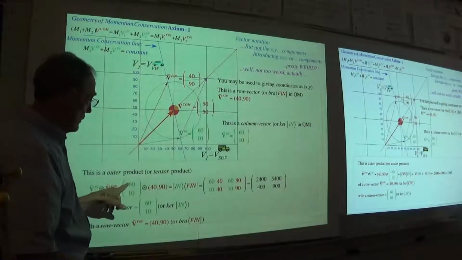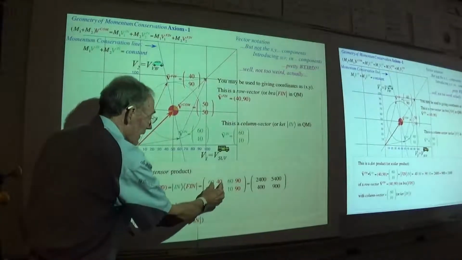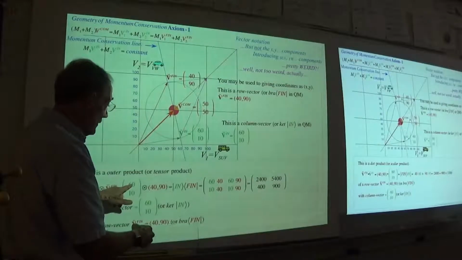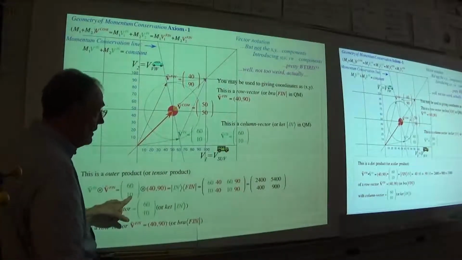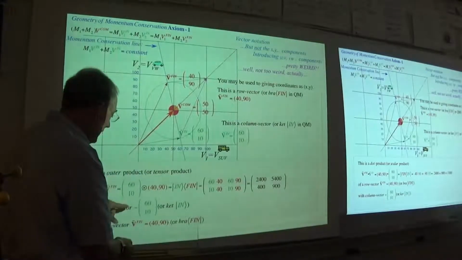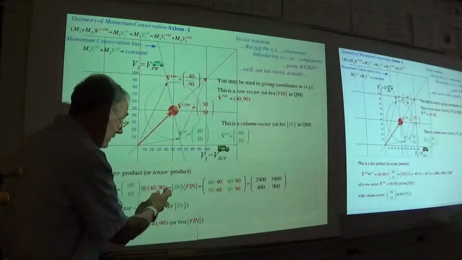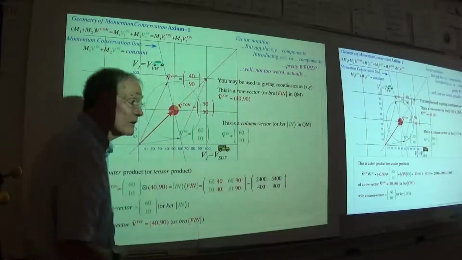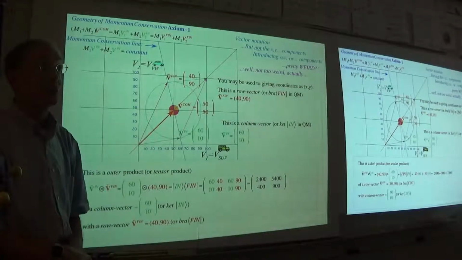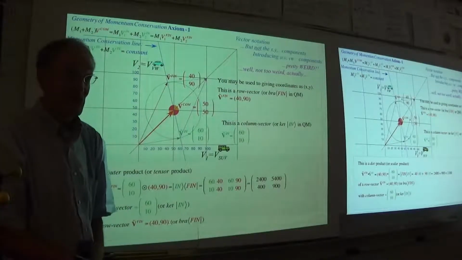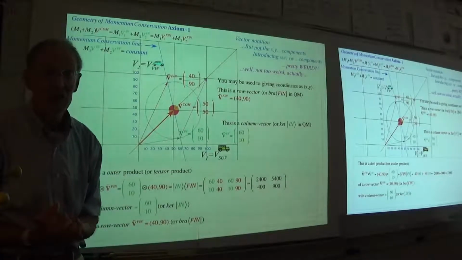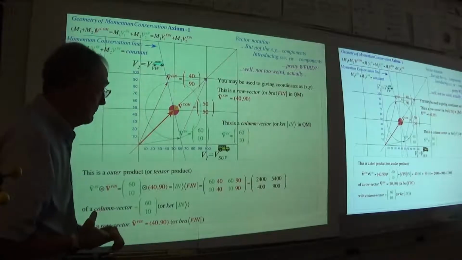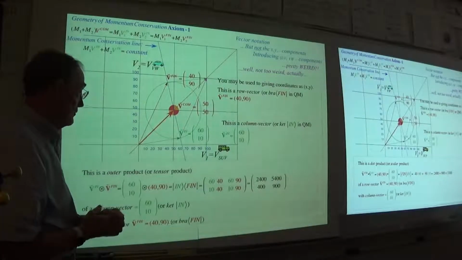So I go 60 times 40 and write it down, I don't add it to anything. Then I go 60 times 90. Then I go 10 times 40, and then I go 10 times 90, and I get a matrix. That's the outer product. The Cartesian product is another name for it. Descartes apparently had this concept already up and going in the 1700s.